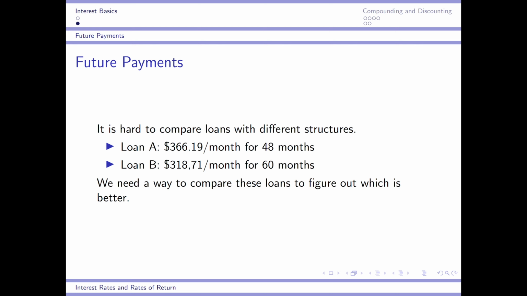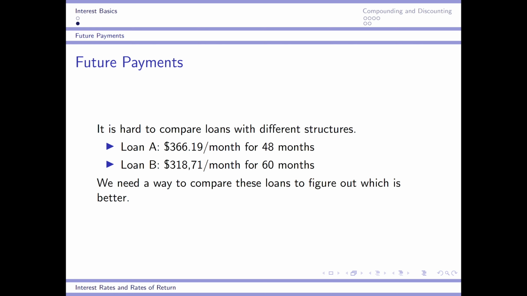Now, as we move into the compounding and discounting topics, let's set up a very easy motivational example. Let's look at loan A and loan B in front of us. These are two sample auto loans. The first one pays us $366.19 a month for 48 months. The second one pays $318.71 a month, but for 60 months. If you were a bank, which would you rather loan out, A or B?